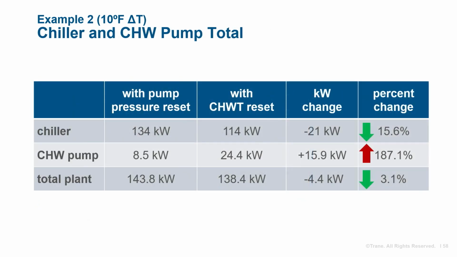In this example, with a low design delta T and high pump head, resetting chilled water temperature first only saves 3.1% more power than resetting pump pressure. The guideline acknowledges this and recommends resetting both pump pressure and chilled water supply temperature together for chilled water plants that are designed for 12-degree delta T's or less and over 120 feet of pump head.